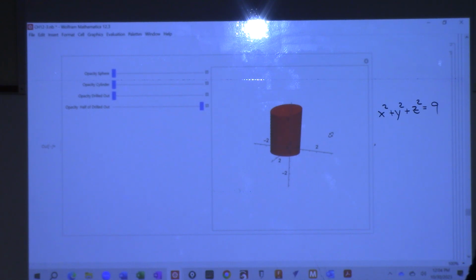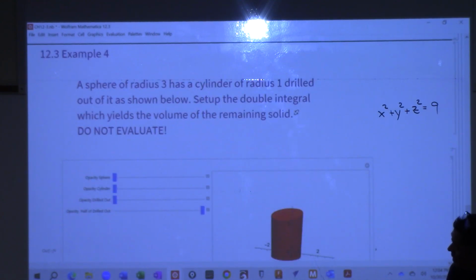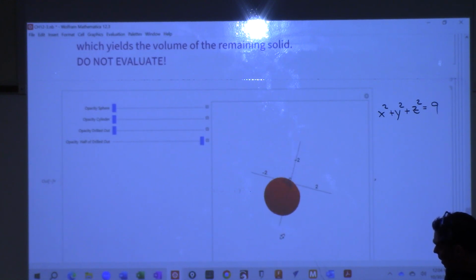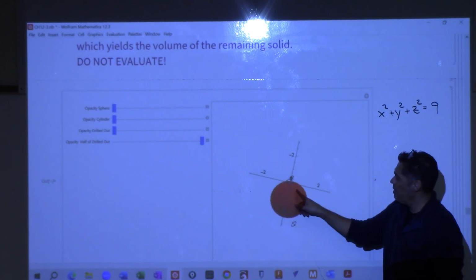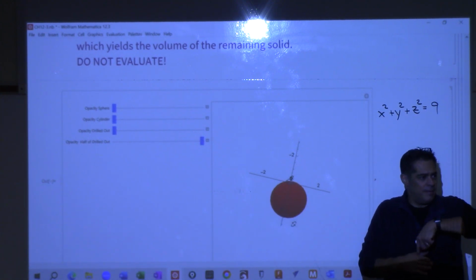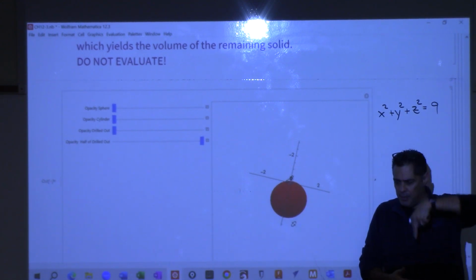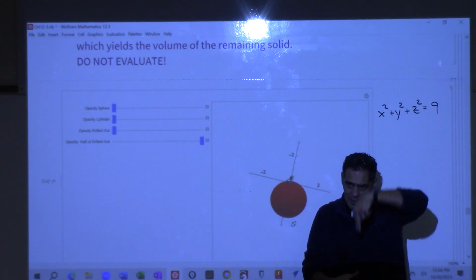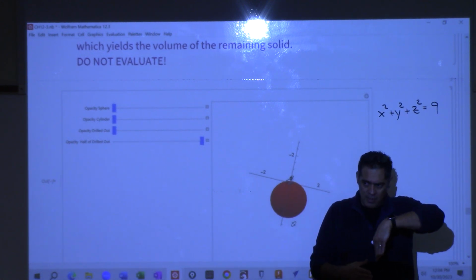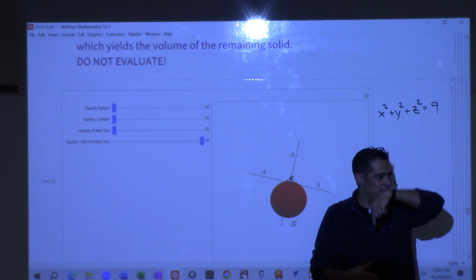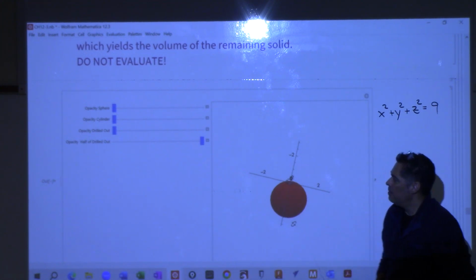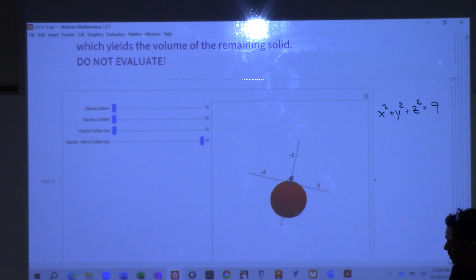Yeah. So the way that I set this up is that the sphere has a radius of 3, the cylinder has a radius of 1, and it's drilled out as shown. So when we look at it from the top, I'm telling you that this circle has a radius of 1, and it's tangent to the axis. It's like the drill bit. Instead of going right down the center of the ball, we put it so that the drill bit was tangent to the z-axis and just drilled down. So we just have to figure out how we want to define that region.